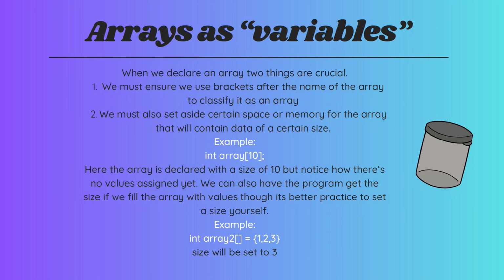So, arrays as variables. When we declare an array, two things are crucial. We must ensure that the brackets after the name of the array are there to classify it as an array, and we must also set aside certain space or memory for the array that will contain the data of a certain size. So for example, here int array[10], make sure that there's 10 spaces for the array to have data in, or integers in. Here the array is declared with the size of 10, but notice how there's no values assigned yet.